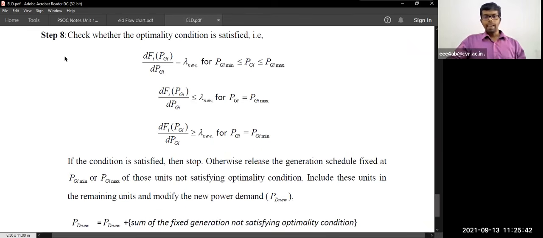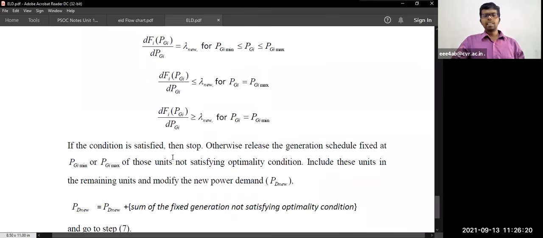Next, step number 8. Step number 8 is the optimality condition. This optimality condition we already know, that we derived. Again, dFi divided by dPi is equal to lambda for PGI minimum less than or equal to PGI less than or equal to PGI maximum. dFi divided by dPi is less than or equal to lambda for PGI equal to PGI maximum. dFi divided by dPi is greater than or equal to lambda for PGI equal to PGI minimum.